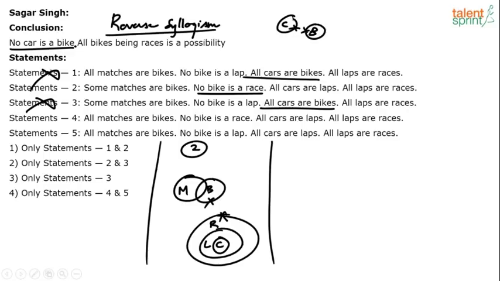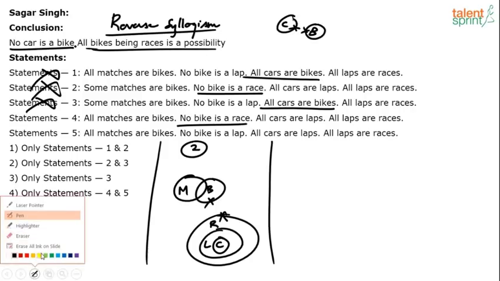I think we have got one more way to eliminate the options. Now it gives me a clue. See, no bike is a race. If no bike is a race, how can we say all bikes being races is possible? Impossible, right? Bikes and races do not touch at all. So statement 2 gets eliminated. And the moment statement 2 gets eliminated, statement 4 also gets eliminated because it says no bike is a race here. When no bike is a race, how can all bikes be races?